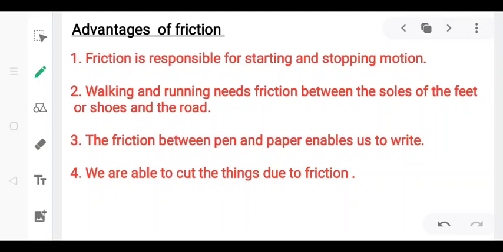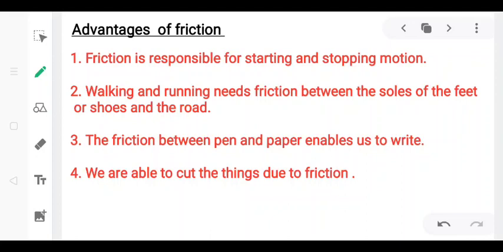It's only the friction between the brake pads and the wheel rim that slows down and brings the car to a stop. Walking and running needs friction between the soles of the feet or shoes and the road. This friction prevents us from slipping. If a person tries to walk on a wet or slippery floor, he tends to slip and he may fall because the water reduces the friction between his foot and the floor.